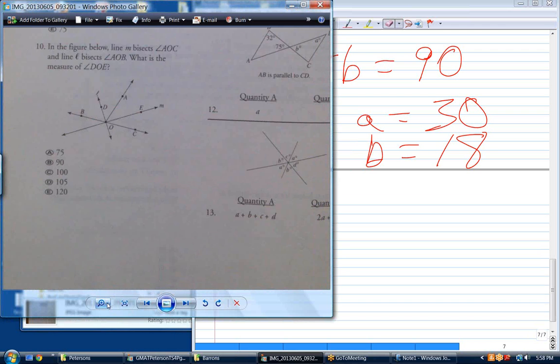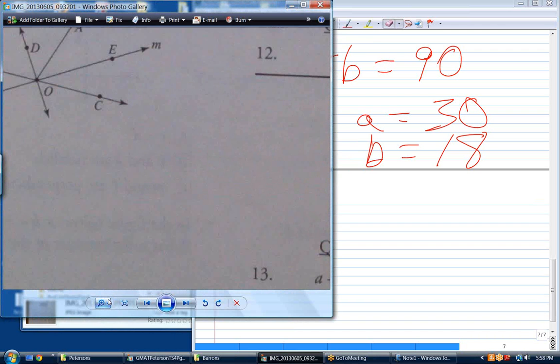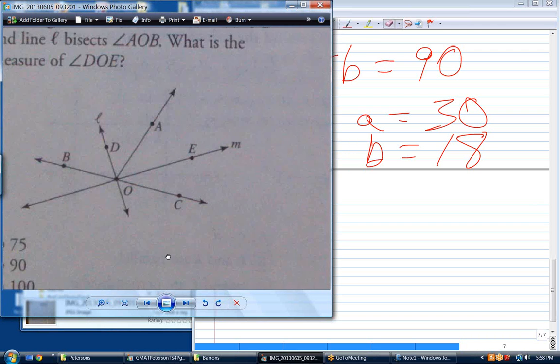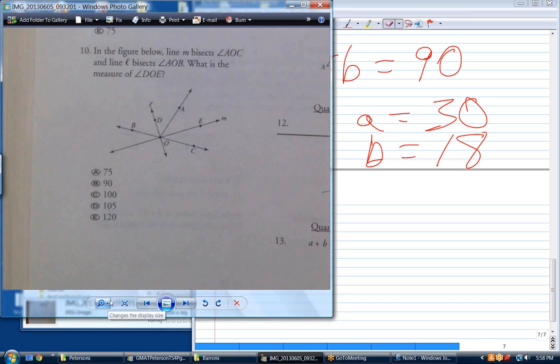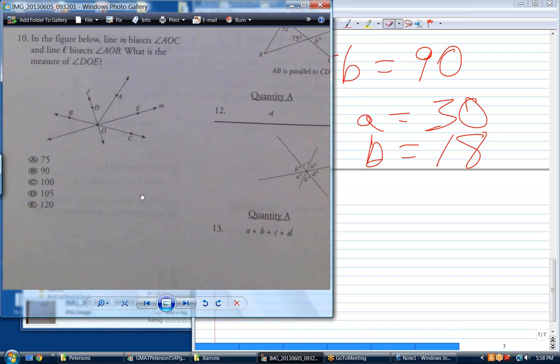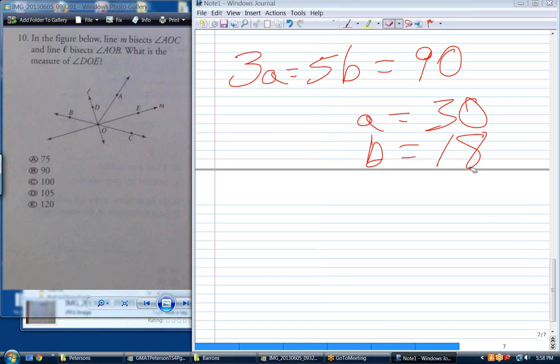Let me just make that a little bigger. I don't have fine-tuned control with this cursor. That's fine. I can see it. Okay.